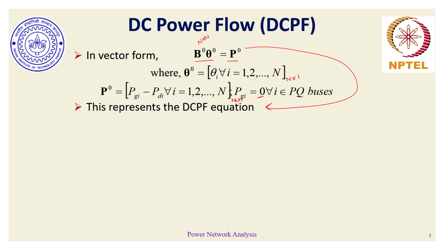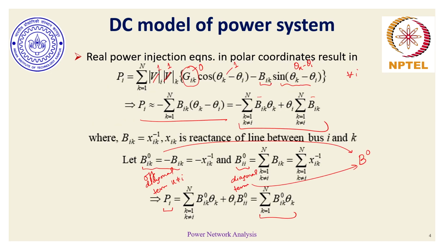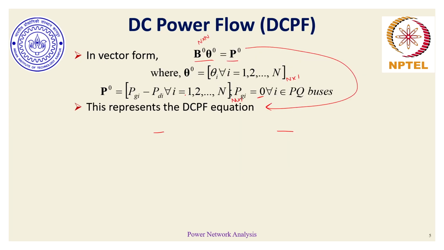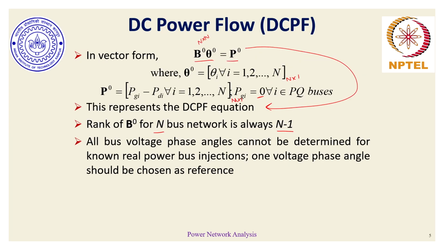The B' matrix in this DC power flow equation is a rank deficient matrix. In fact, its rank is always n minus 1 for an n bus network, provided that the network is sufficiently connected to the ground from a voltage phase angle measurement perspective. And that's the reason the rank deficiency comes in, because our power flow equations are functions of differences of voltage phase angles. So it is essentially impossible to determine all voltage phase angles uniquely at a given point of time, and that's the reason one voltage phase angle has to be chosen as a reference.